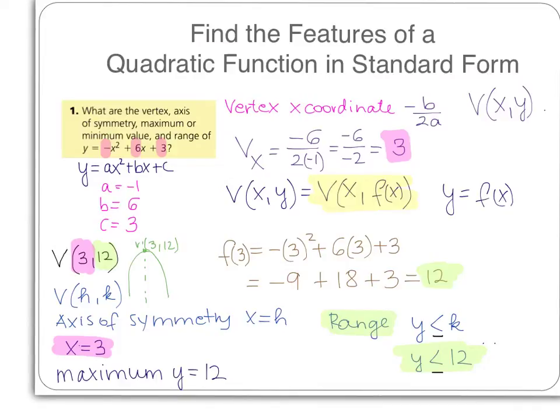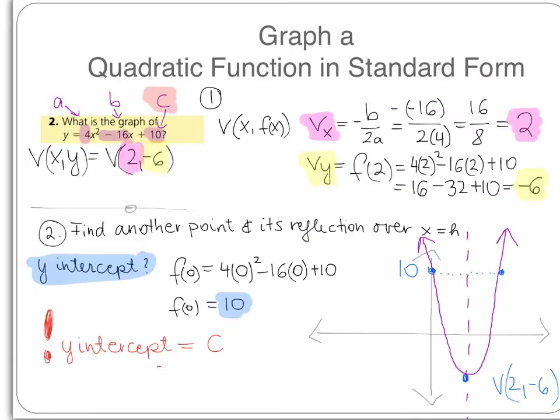Now, obviously, if the parabola is right side up, so if it looks like that, I'm going to have a minimum value, and the parabola is going to be located anywhere that is greater than or equal to k, which is the y-coordinate of the vertex.